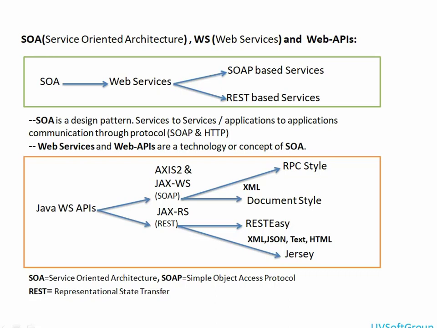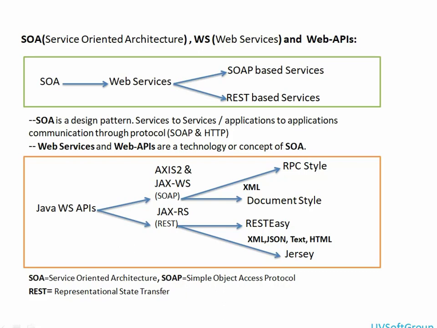And then this is JAX-RS. This is the latest technology nowadays. Every developer, every company, every project is trying to put in JAX-RS based web services or web APIs. It's REST, and this has two implementations, RESTEasy and Jersey. And you see there are a lot of formats for the communication: XML, JSON, text, HTML, and so on and so forth. So that's the most popular one.